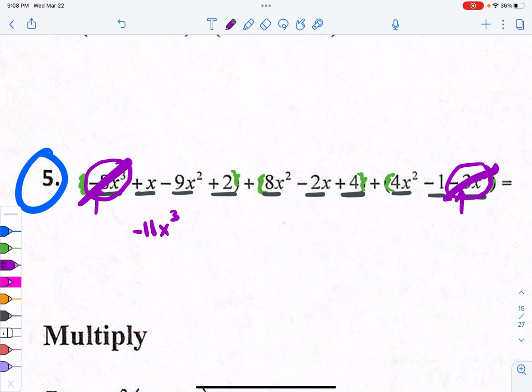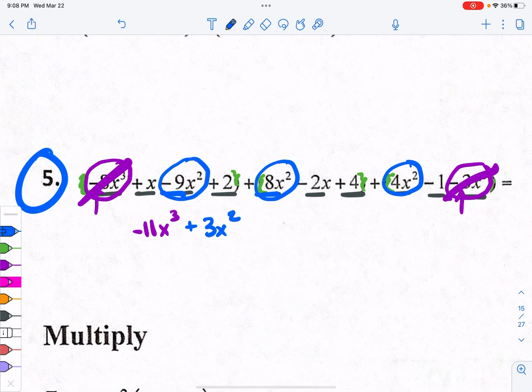Then we move down to the 2's, okay? So negative 9x squared, and 8x squared, and 4x squared. Negative 9 plus 8 is going to be negative 1. And then negative 1 plus 4 here is going to be 3. So I have a positive 3x squared. Okay, this should be hopefully coming back to you.